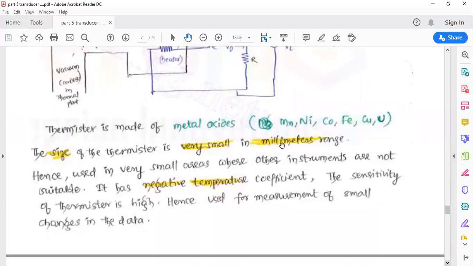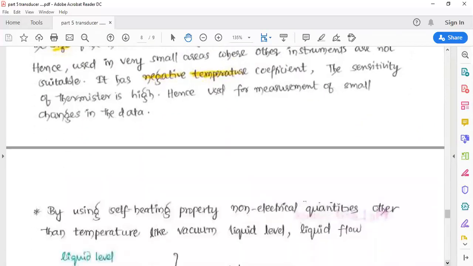Here, thermistor is made up of metal oxide like nickel, cobalt, iron, copper, etc. The size of thermistor is very small in millimeter range, hence used in very small areas where other instruments are not suitable. It has negative temperature coefficient. The sensitivity of thermistor is high, hence used for measurement of small change in data. These are advantages of thermistor.